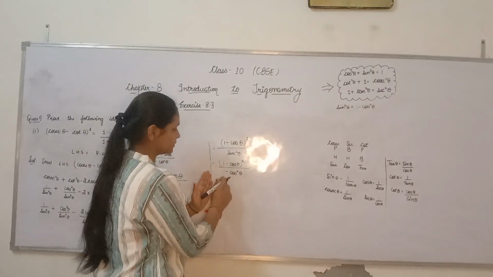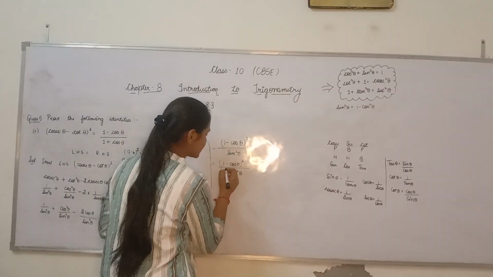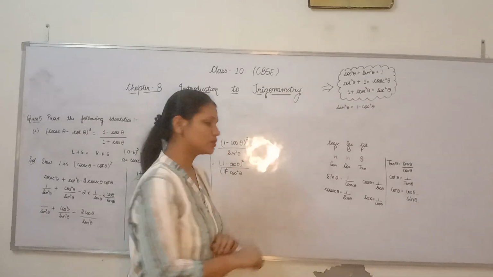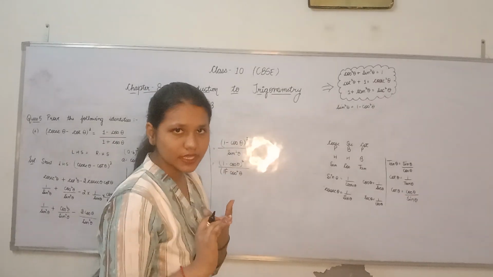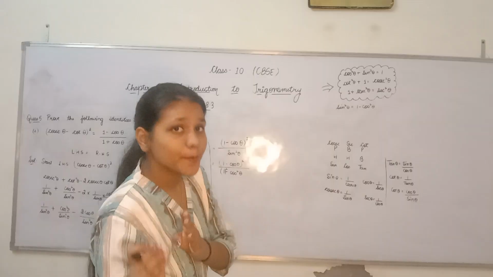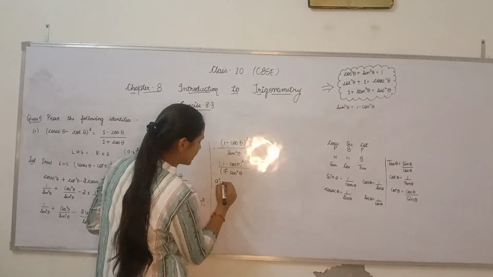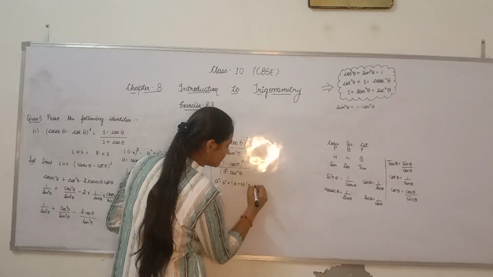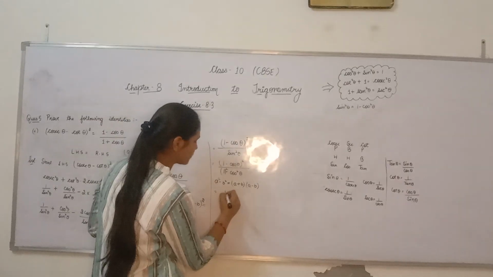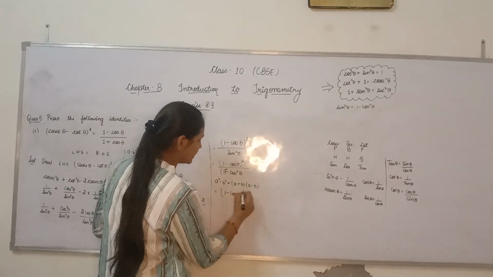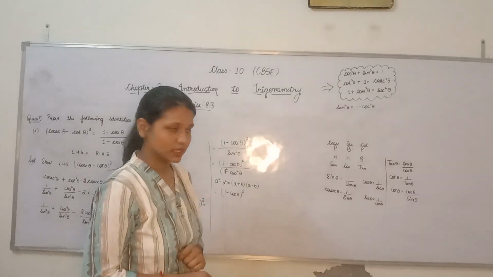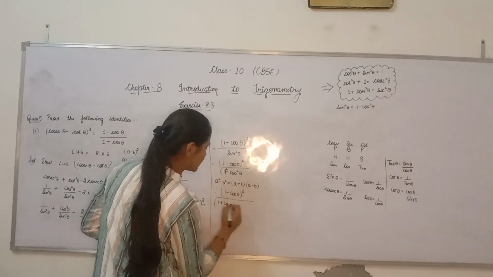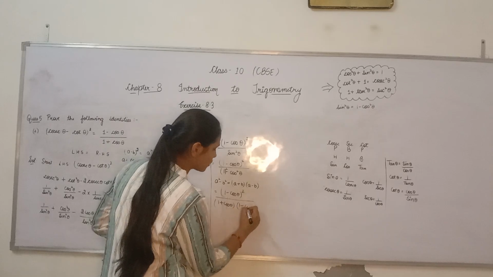Now look at the term at the denominator. 1 should be written as its square; 1 square is equal to 1. Here again an identity is used in the denominator, that is a square minus b square, which is a plus b times a minus b. So I can write it with a as 1 and b as cos theta. So a plus b, 1 plus cos theta, multiplied by 1 minus cos theta.